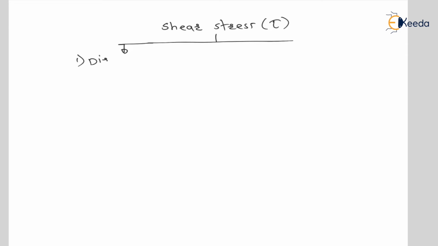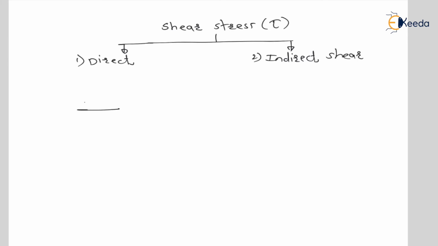Now, like normal stress, shear stress is also classified into direct shear stress and indirect shear stress. There are two types: number one, direct shear stress, and number two, indirect shear stress. Now, in direct shear stress, force is directly applied on the area. Parallel force is directly applied on the area.